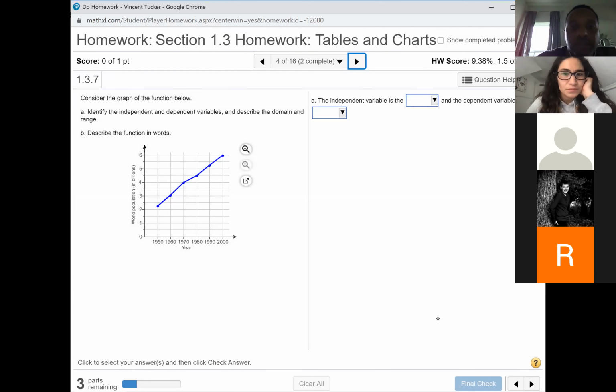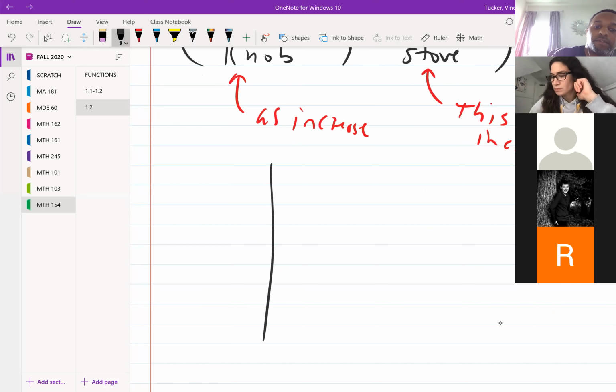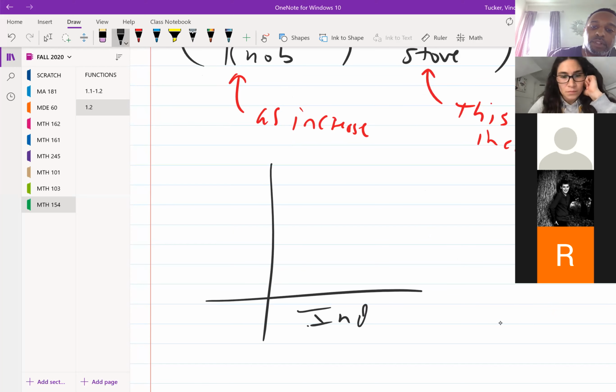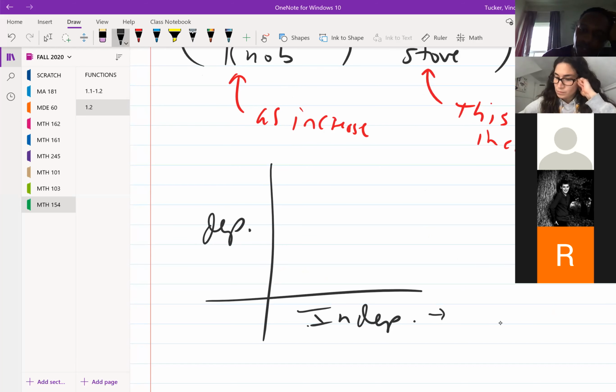Let's see, consider the graph identified. There you go, going back to identifying the independent and dependent variables. I can't write on the screen, so I'll go back to my notes. When you look at a graph, the horizontal axis is supposed to be the independent variable, and your vertical is supposed to be your dependent. Just like when you go back to your X and Y axis, your X are your independent variables, your Y are your dependent variables.